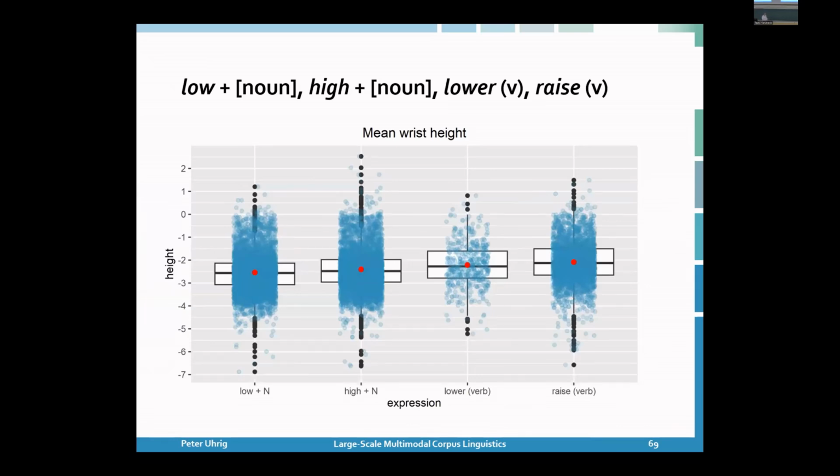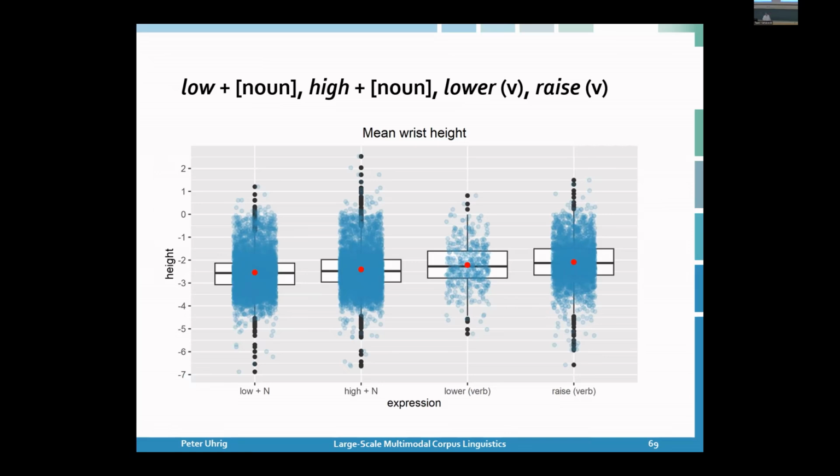So the left ones are still the ones that we just saw, low and high. And we see it goes up a bit. And then for the verbs, as predicted by Wooden and colleagues, we actually get generally higher gestures because the verbs attract more gestures. So even if you say lower, your hand is actually going to be somewhere higher because you're moving it. The highest position of your hand is going to be higher than in resting position because you're performing a gesture. But it's, of course, lower than it is for raise.